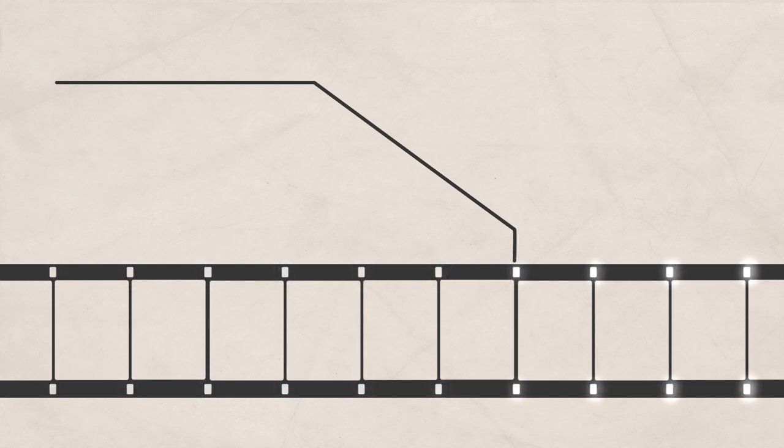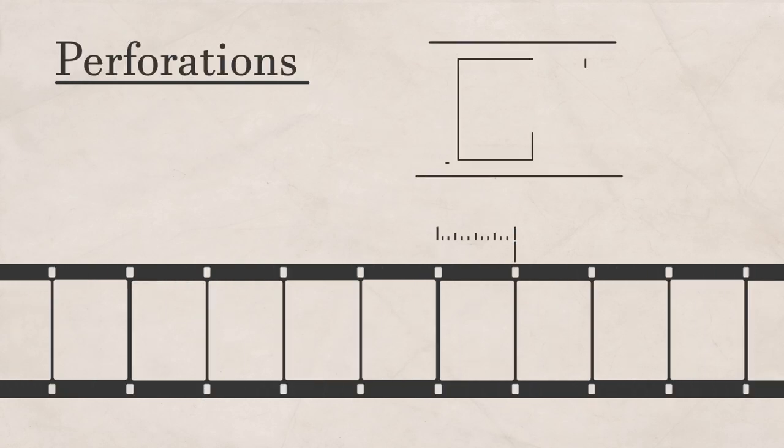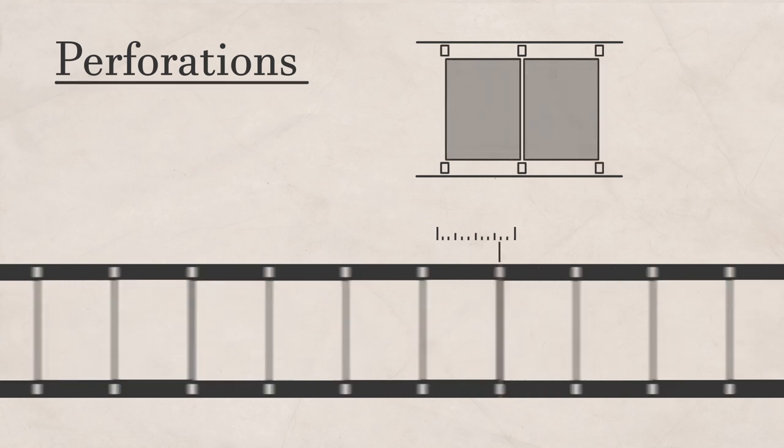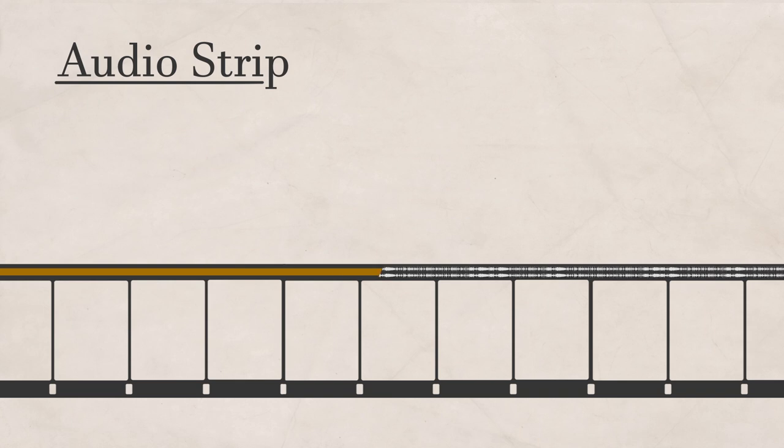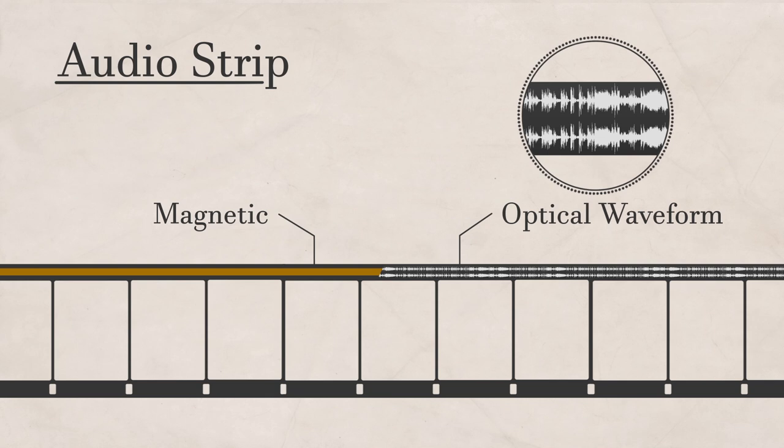These little cutouts, called perforations, run along the edge of the strip. They provide the camera a way to move the film around easily and accurately to keep an even spacing between images. Some film contains a strip for recording audio from the camera. This is either a magnetic strip or an optical waveform. It's worth noting, though, that when filming motion pictures, audio is recorded to a separate device.